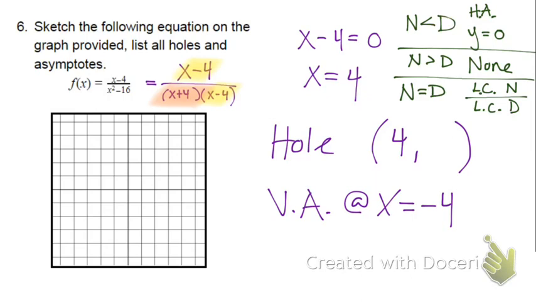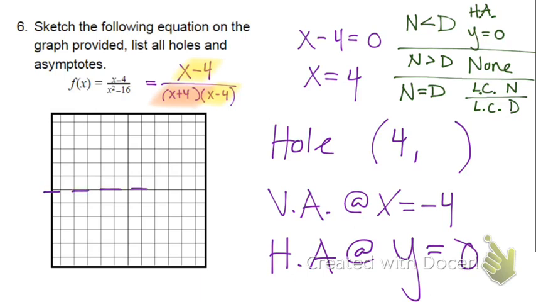All right, so that brings me down here to a horizontal asymptote at y equals 0. So let me start drawing some of these things. I have a horizontal asymptote at y equals 0. I have a vertical asymptote at -4, 1, 2, 3, 4. And last but not least, my hole.